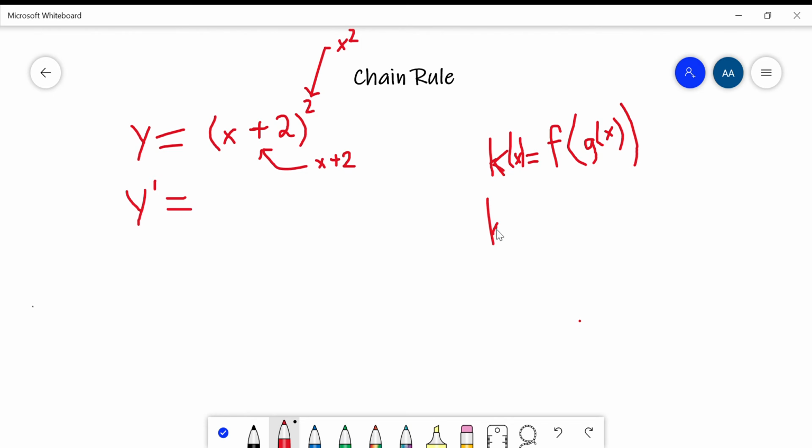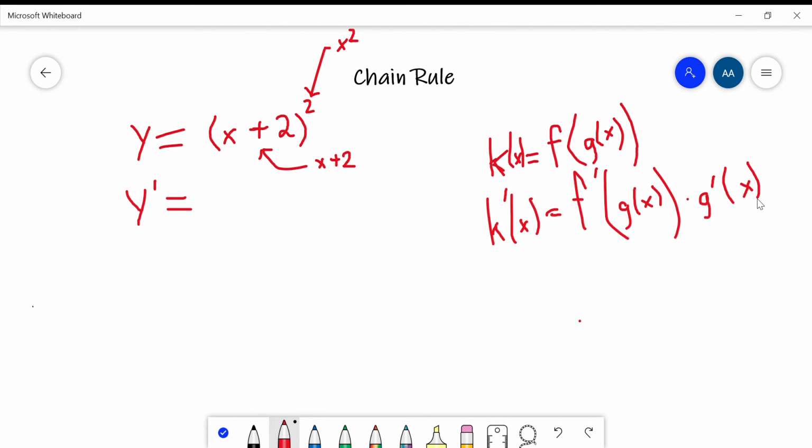Now, if we were to find k prime of x, it would be f prime of x, taking the derivative of the outer function with g of x inside it, multiplied by g prime of x. So basically what you have is the derivative of the outer function with the normal inner function inside of it, multiplied by the derivative of the inner function.